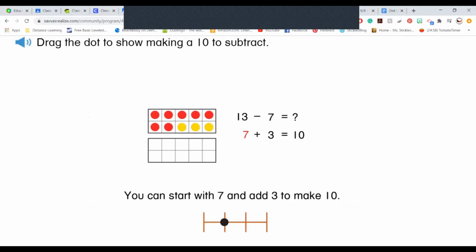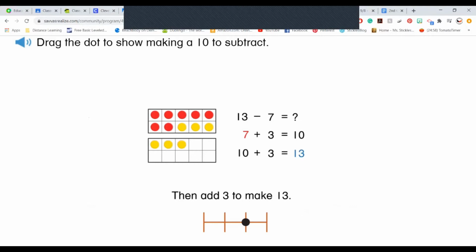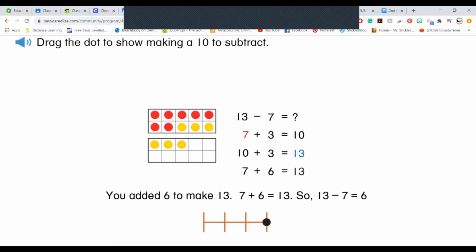Okay, so the first step, you can start with 7 and add 3 to make 10. Then add 3 to make 13. You added 6 to make 13. So 7 plus 6 equals 13, which means 13 minus 7 equals 6.